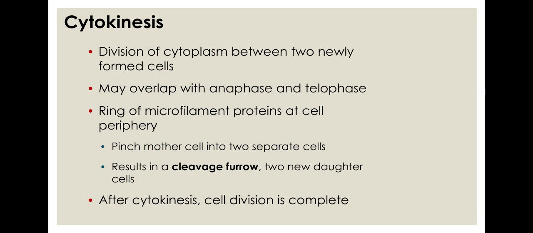How is this working? There are these rings of microfilament proteins that are really just pinching and squishing the cells so that we get two separate cells. And that pinching in area, we call it the cleavage furrow. And that is where we're going to get two daughter cells. And after cytokinesis is done and we've pinched off these two membranes and we've separated the cytoplasm and we now have two cells, cell division is complete and we go back into interphase.